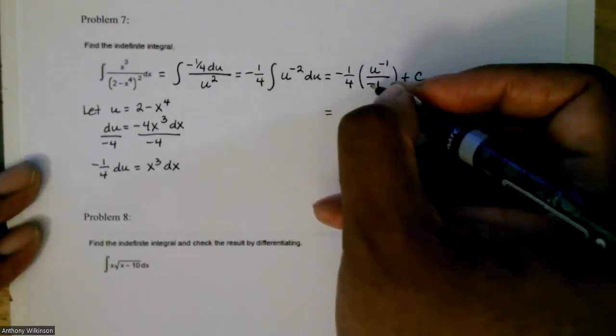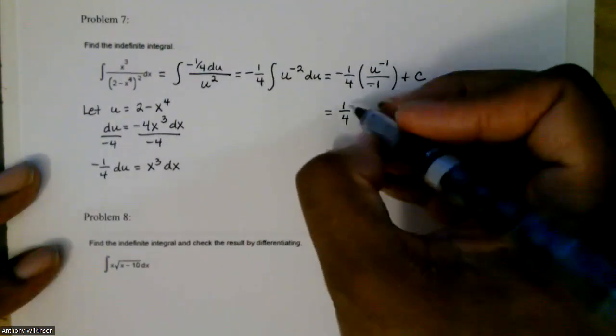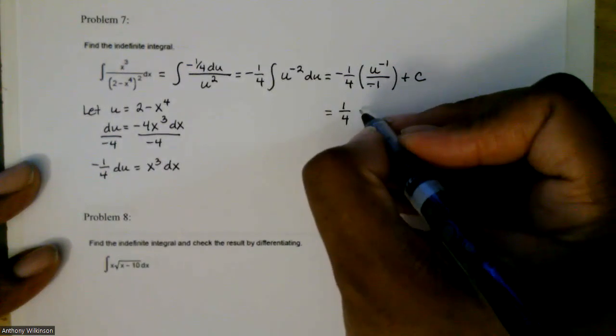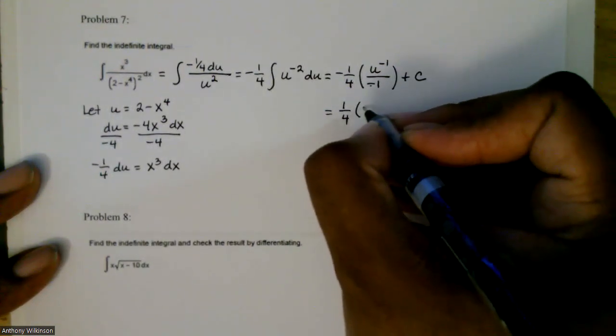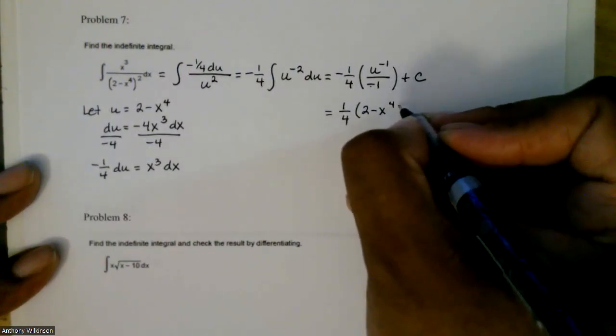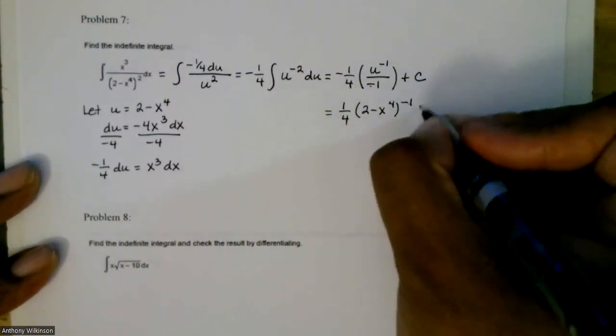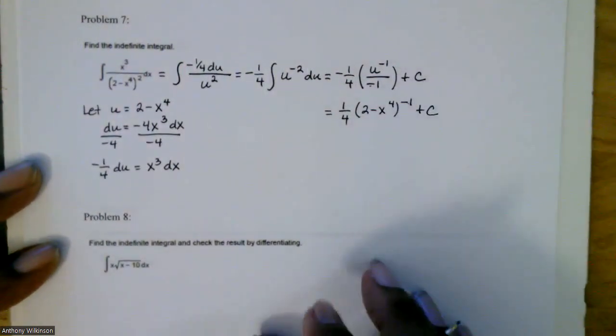Well, this negative times that negative will be positive. So it'd be 1/4, and then that u was 2 minus x to the 4th. So it'd be 2 minus x to the 4th raised to the -1, plus c.